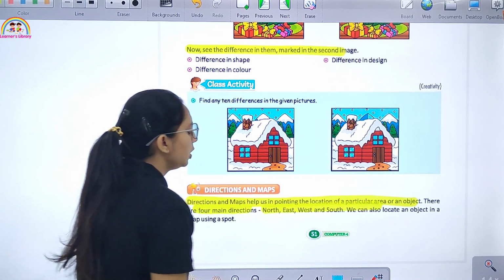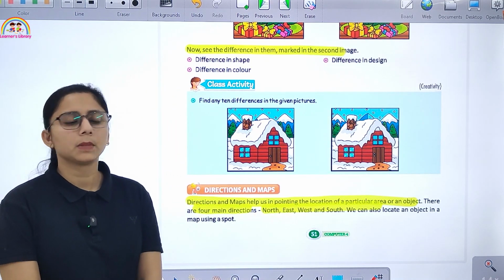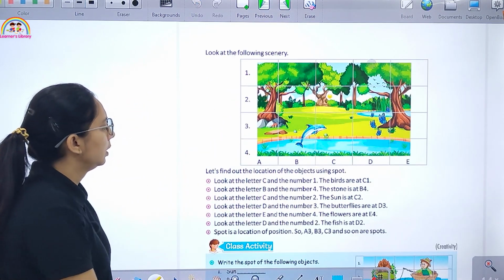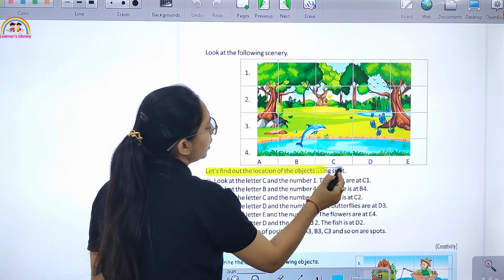We have 4 main directions: north, east, south, west, right? And we can also locate an object by using maps. Now let's find out the location of the object.